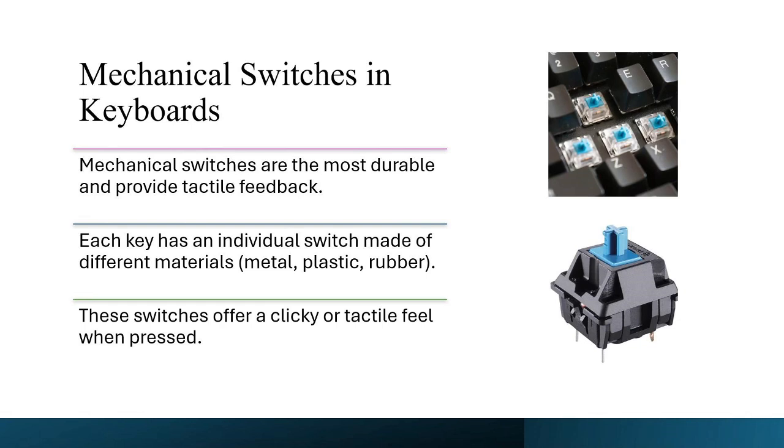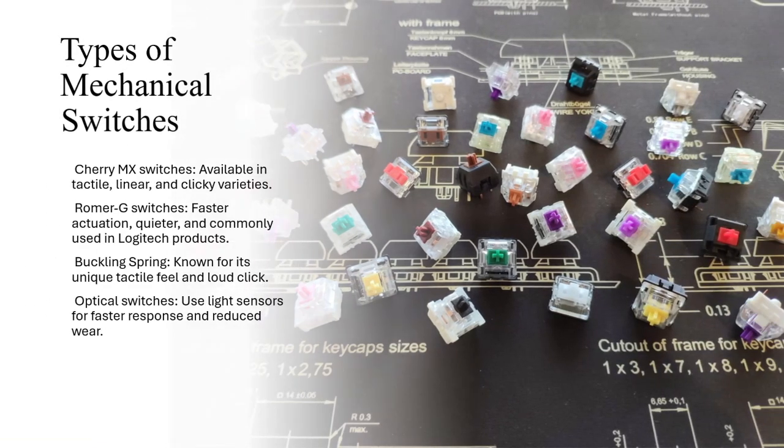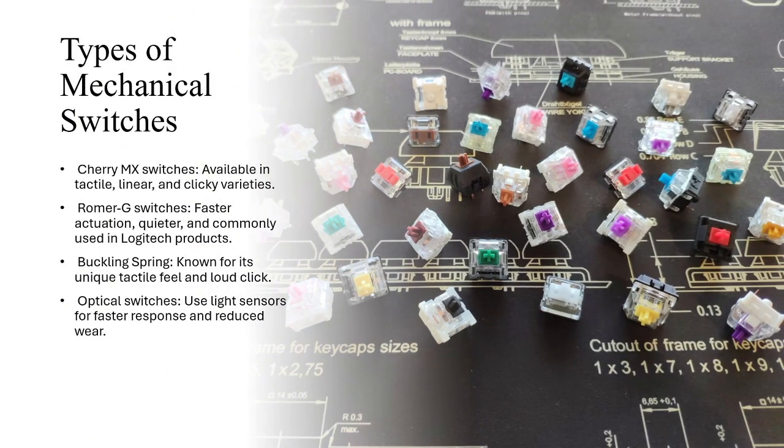Now we understand what mechanical switches are. So we're going to explain the types of mechanical switches. The first one we're going to talk about is Cherry MX switches. They are the most common. They come in three styles: tactile, linear, and clicky. Tactile switches give a bump when you press them. Linear switches are smooth and quiet. Clicky switches make a loud clicking sound.